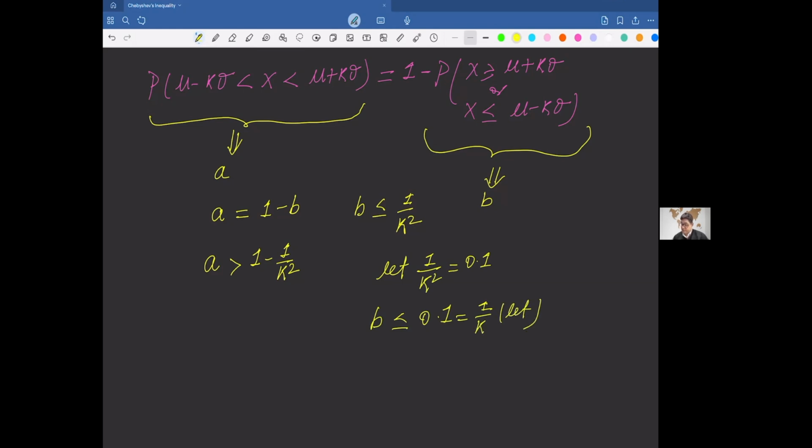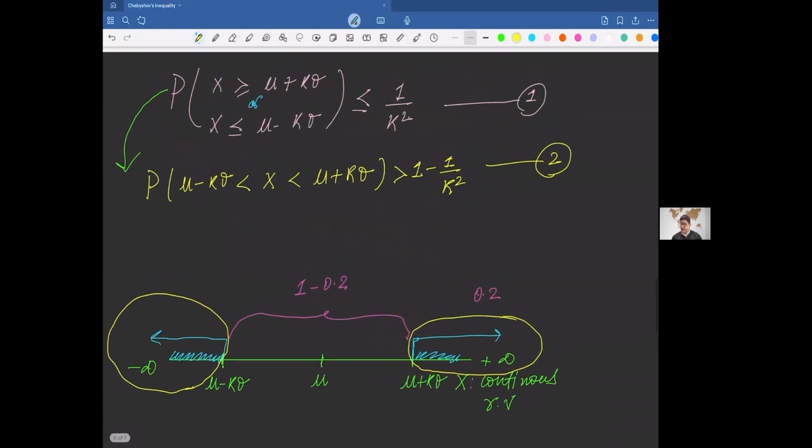Fine. That means we can say A is equal to 1 minus B. Or in other words, we can say A is greater than 1 minus 1 by k square. I hope you understood how I have arrived from this thing to this thing. So this is easier to remember and understand. This is a little bit complex, but you will find this in most textbooks and on the internet, but you can use this if you want.